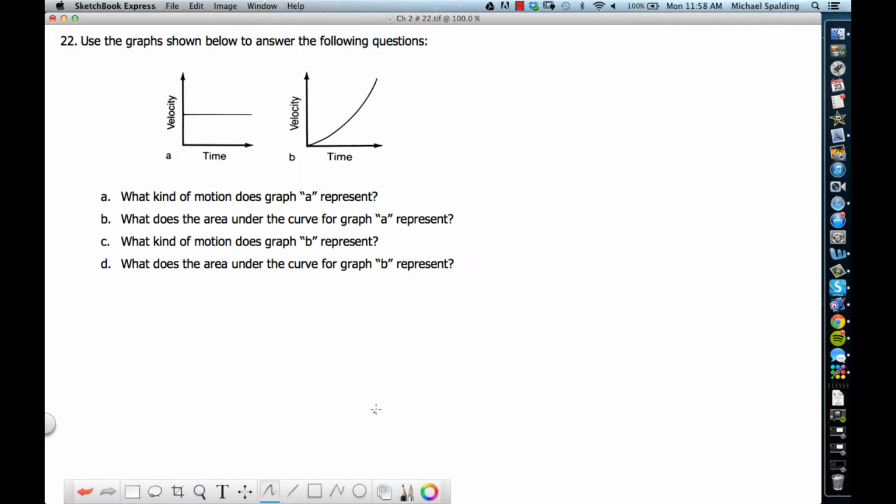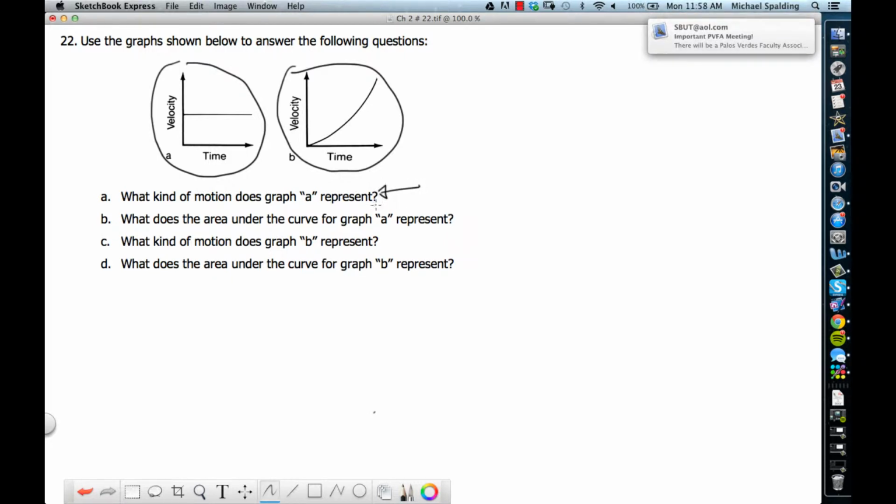Okay, so 22. Use the graph shown below to answer the following question. So we have two graphs. We got this velocity versus time graph, and then we got this velocity versus time graph. A, what kind of motion does graph A represent? So how would you describe the motion of graph A, this first graph on the left?